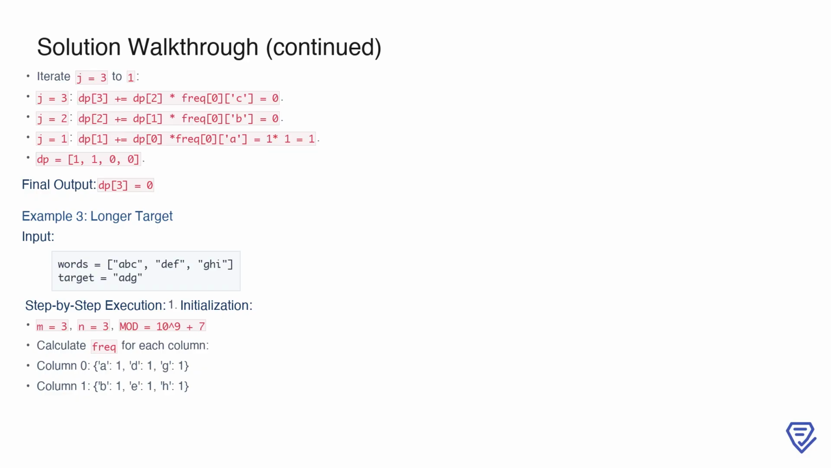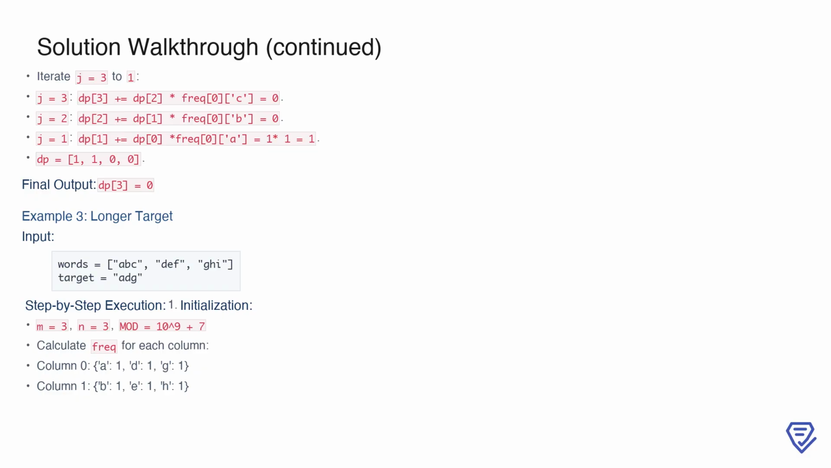For j equals 3, the target character c matches, but dp[3] remains 0 since dp[2] is 0. Similarly, for j equals 2, the target character b matches, but dp[2] remains 0 because dp[1] is 0.